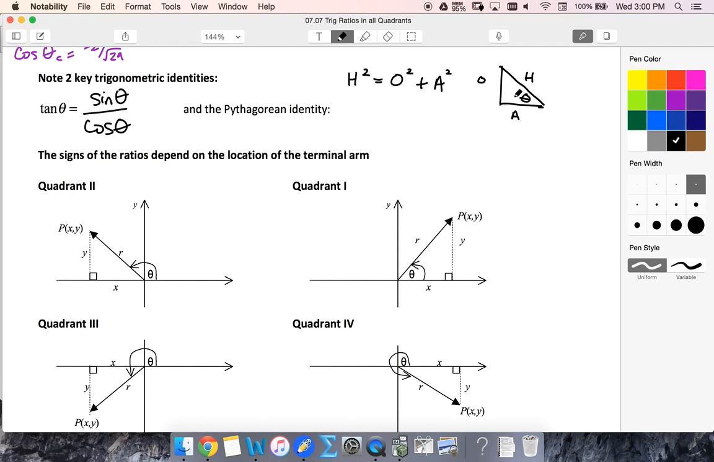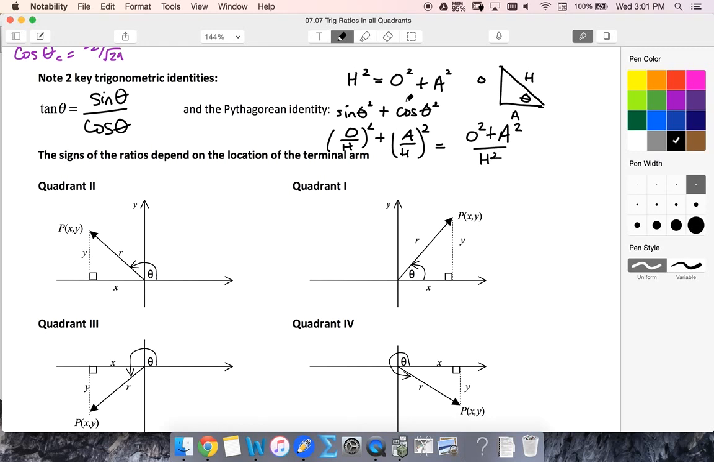my trig ratios, then sine theta is opposite over hypotenuse. Cos theta is adjacent over hypotenuse. So if I think about sine theta squared plus cos theta squared, well, I would end up with opposite over hypotenuse squared plus adjacent over hypotenuse squared. That ends up giving me opposite squared plus adjacent squared over hypotenuse squared.